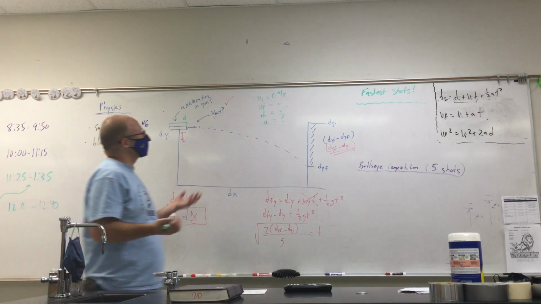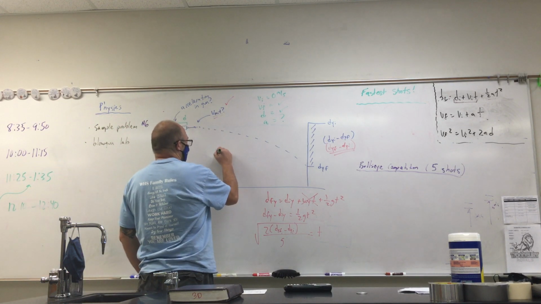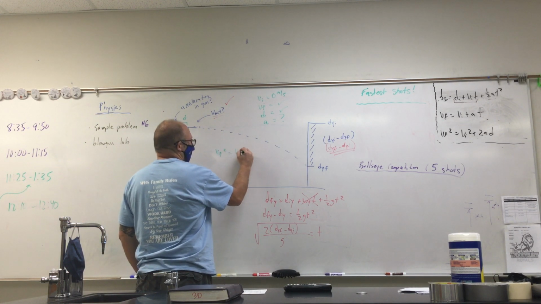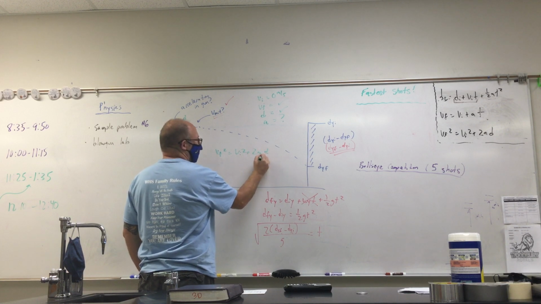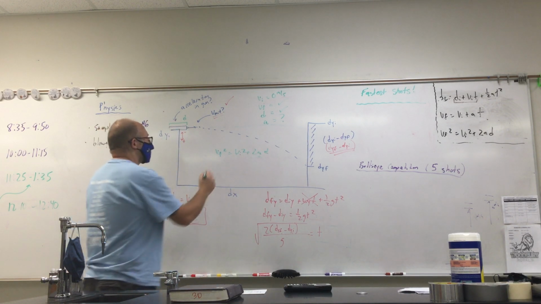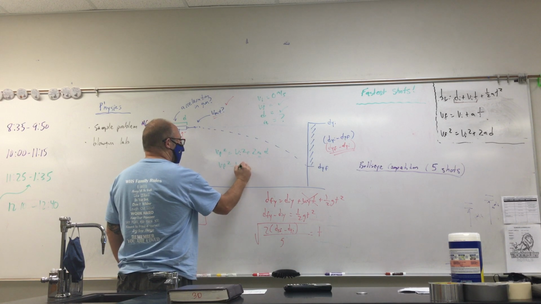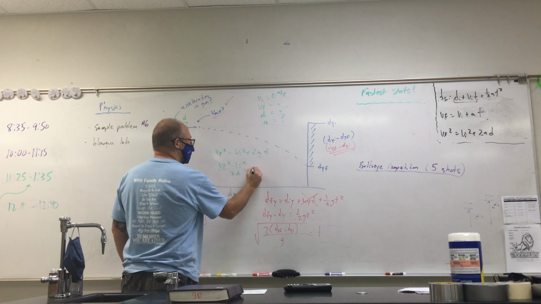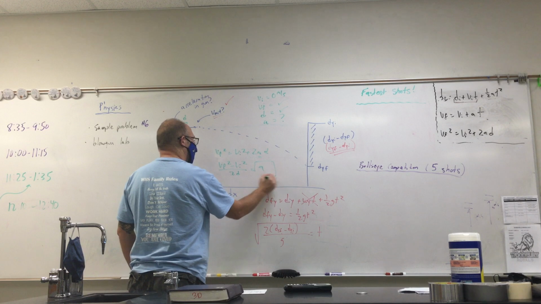It's the VF squared formula. So you're going to say VF squared equals VI squared plus 2AD. Remember, we're trying to solve for A. So it's going to look like this. VF squared minus VI squared all over 2D equals A, and that is how you'll get the acceleration in the gun.